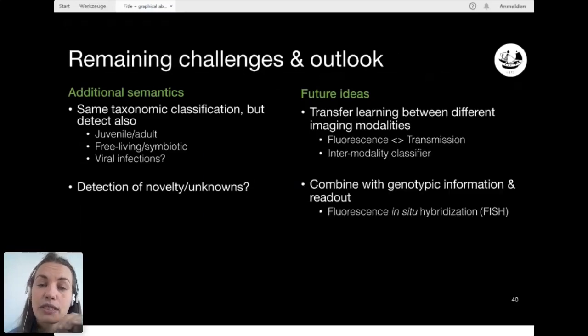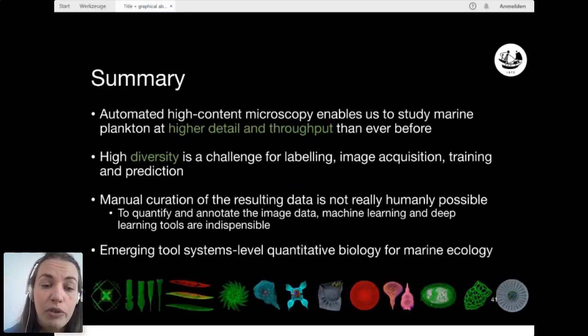And of course, a more direct connection to the genotypic information via fluorescence in situ hybridization would also be very interesting. So with that, I would like to summarize that automated high content microscopy enables us to study marine plankton at higher detail and throughput than ever before. However, the diversity is still a challenge. It's a challenge for labeling, for the image acquisition, for training and prediction of annotations.